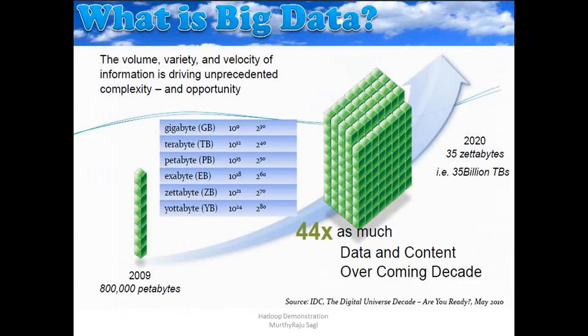It is a study done by International Data Corporation. They are saying how fast the data is growing day to day in the market. In 2009 the volume of data in the world was 8 lakh petabytes, but it is going to reach 35 zettabytes in the coming future. That means by 2020, 35 billion terabytes. So how fast the data is growing.